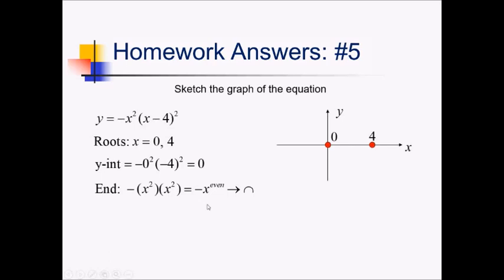Now in terms of the roots, these are both going to be double roots. So that means we're going to be bouncing at both of them. They both had a power of 2 for the factors that gave them to us. So these are both bouncers. So now we're starting below the x-axis and bouncing at 0, coming back, bouncing at 4, and we end below the x-axis just like the end behavior says we should.